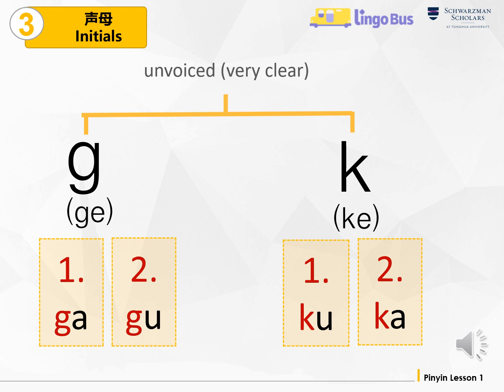g, g. Combination first one, ga, ga. Second, gu, gu. Next one, k, k. Combination first one, ku, ku. Second, ka, ka.